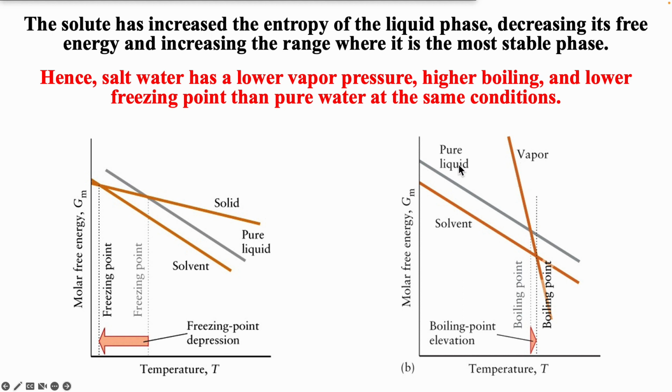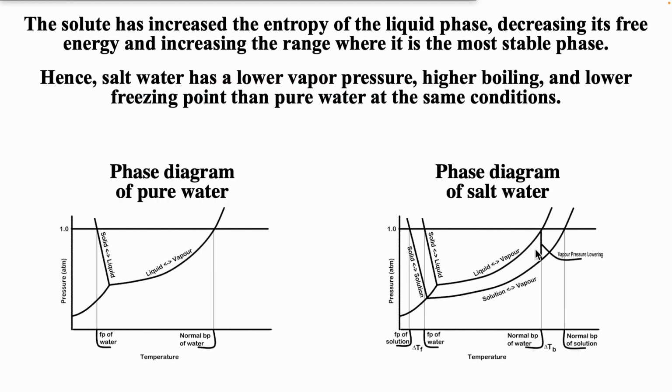Now here we've got the gas and again the liquid. Adding the solute to the liquid does not change the gas, but does change the liquid, and so we've increased the boiling point. So adding the solute to the solution, you've increased the boiling point, reduced the melting point, and increased the range where the solution is the most stable phase. If we look at a phase diagram, this is for pure water, and this is for salt water. Again, you've increased the boiling point and reduced the melting point, so you've increased the range where it's the most stable phase.